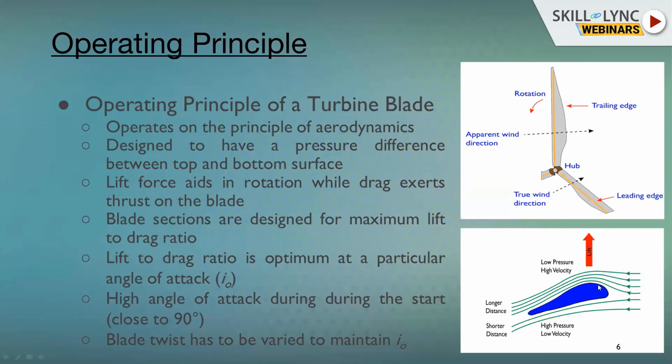This aerofoil section is designed so that the top part has more length as compared to the bottom part. So what happens when the wind strikes this aerofoil section? The wind travels a longer distance in the top part as compared to the bottom part, so the velocity head in the top part is more than in the bottom part. Now, if you remember Bernoulli's theorem, the pressure head plus velocity head plus potential head is a constant. So if the velocity head at the top part is more, then definitely the pressure head is going to be less.